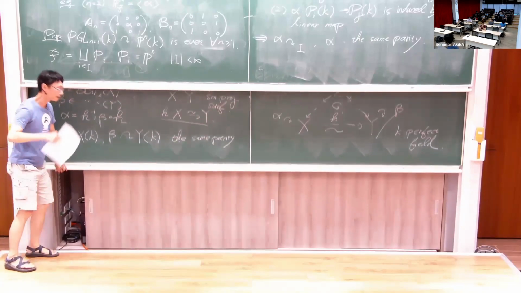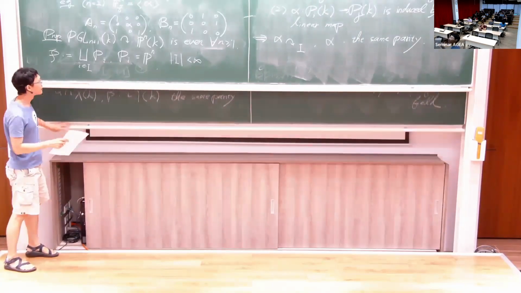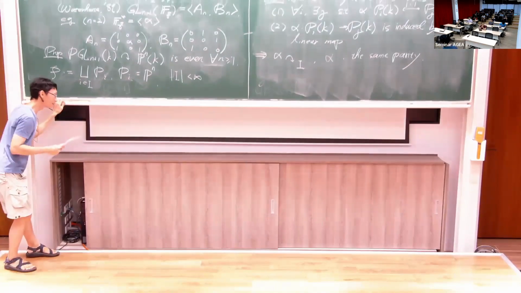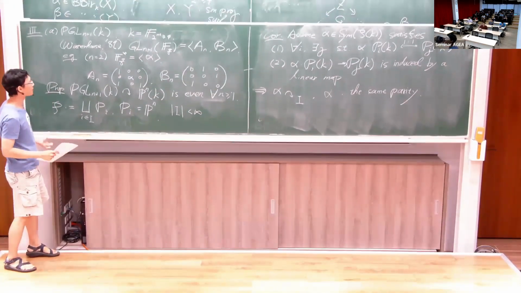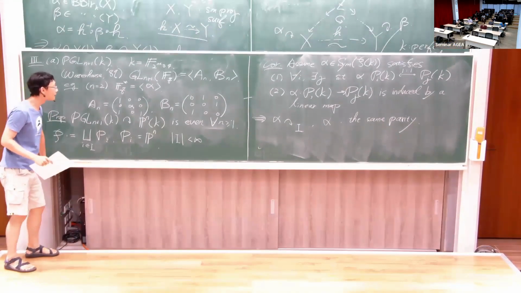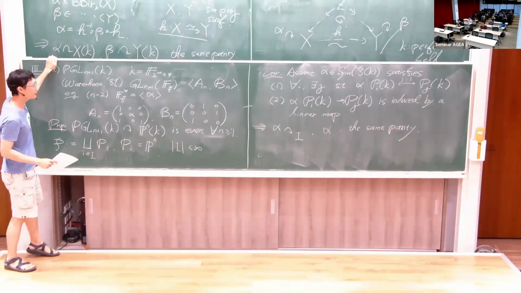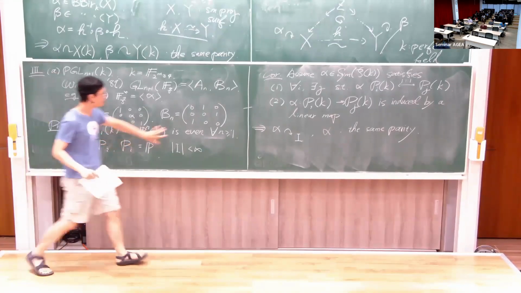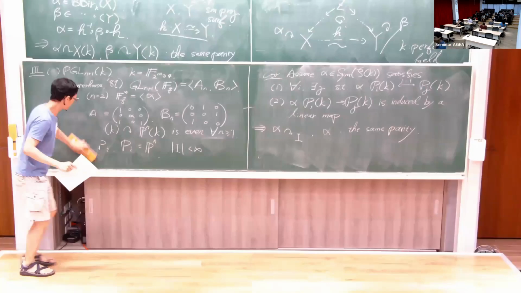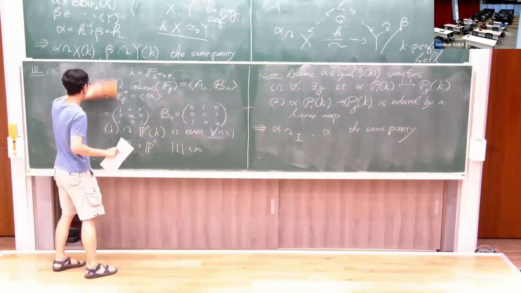Yeah, and let me return to 3. Okay, so this birational invariance of parity is an application of this corollary. And another application of the corollary occurs when we are dealing with some other maps.